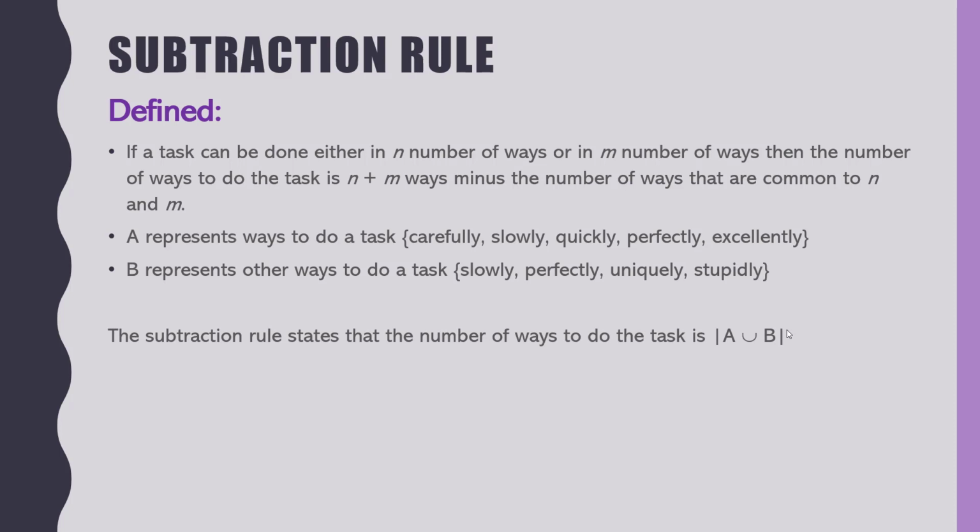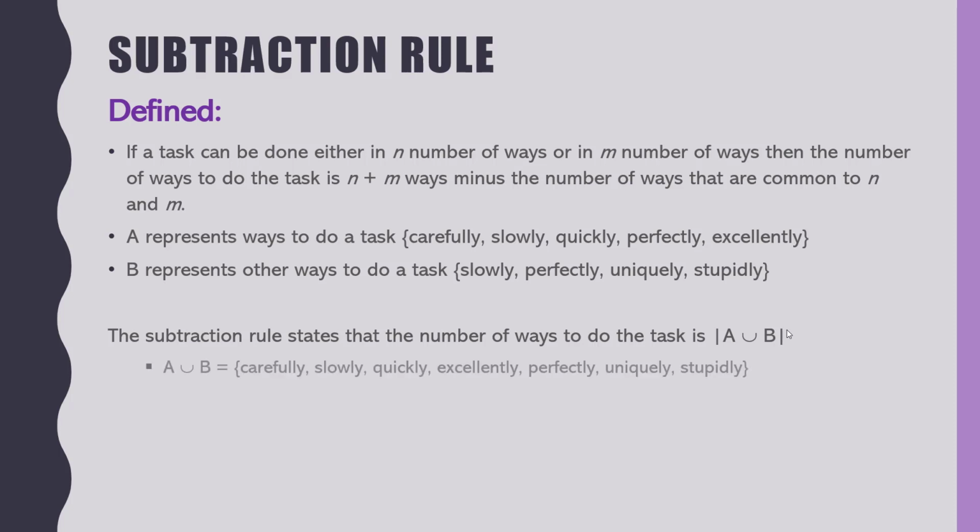So, and you pointed this out, the subtraction rule states that the number of ways to do a task is the cardinality of A union B. Well, what's A union B? It's all 9 of those together, right? That's A union B. But what's the cardinality of that? Remember when we deal with cardinality, we ignore duplicates, right? So the cardinality of A union B is subtracting out everything that's in both sets. Subtracting out just that number once, right?